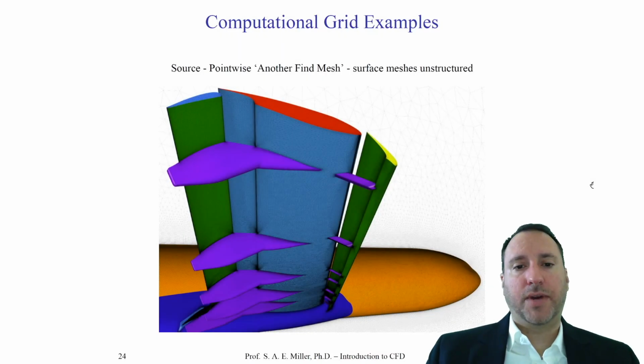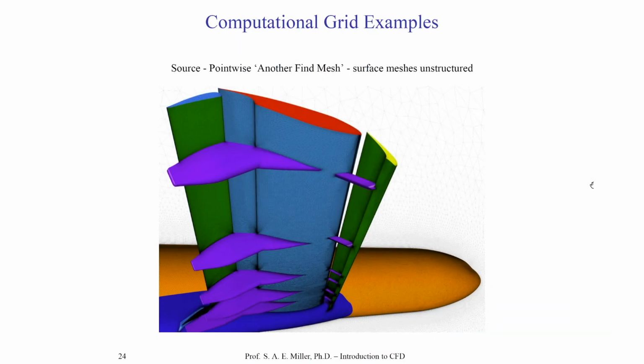Let's look at a really great example of a computational domain. This one is from the website Another Fine Mesh, which is a blog generated by the Pointwise company. Pointwise is a company that makes standalone, high-quality computational domain software. Here they used a basic tube and wing type commercial aircraft where the orange part is the fuselage, and here, of course, is the wing. There's some slats and flaps on the wing, respectively.